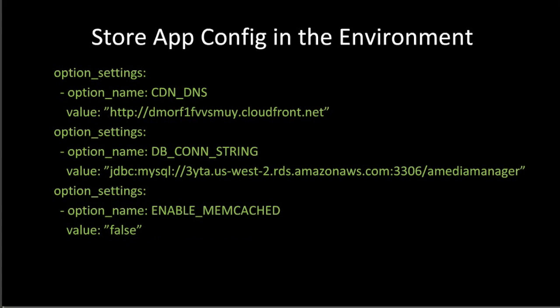And here is an example where we define multiple options. So I could have a different host name for the CDN for the different environments, and maybe I don't want to use Memcached on one of those environments, etc.